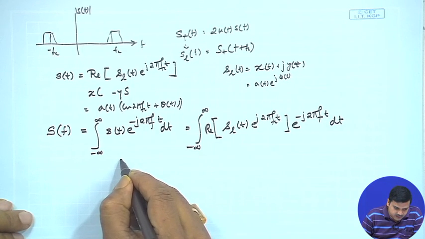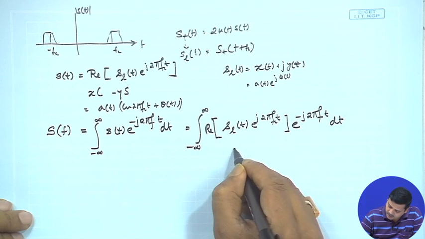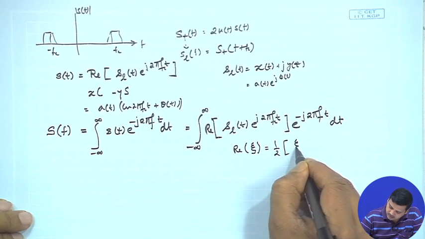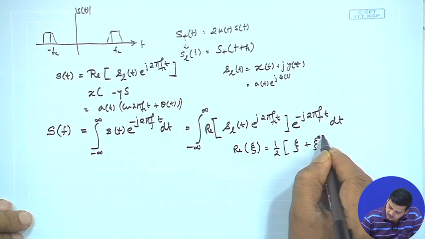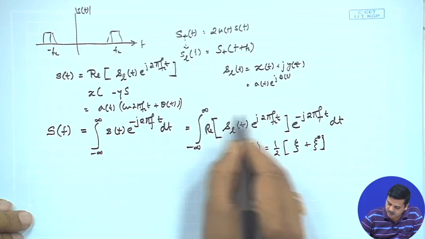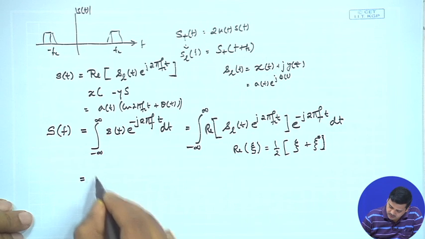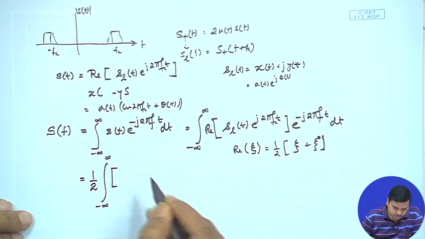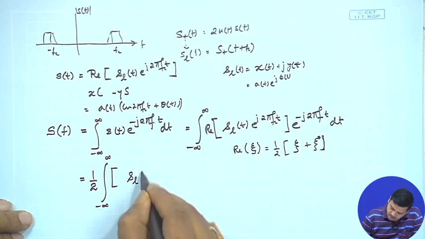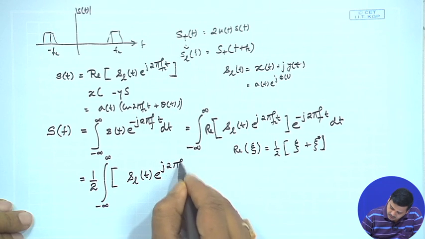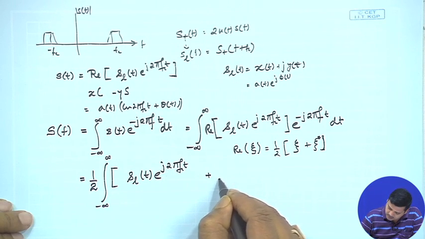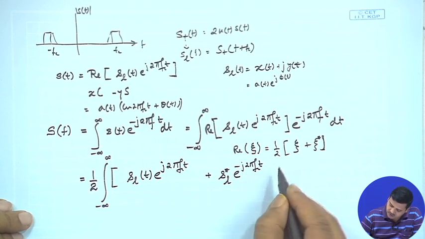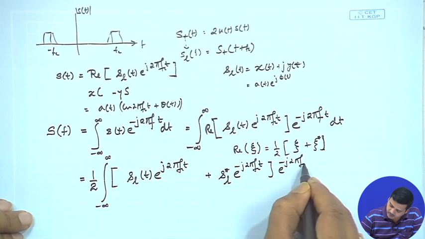If I have the real part of, let us say, ζ, I could represent it as ζ plus ζ conjugate, and half of that. If you take this, you get the real part. Accordingly, we will do the same here. We put a half straight ahead, the integral remains as it is, and this translates to s_L(t) e^(j2πf_c t) plus s_L conjugate(t) e^(-j2πf_c t), times e^(-j2πft) dt.